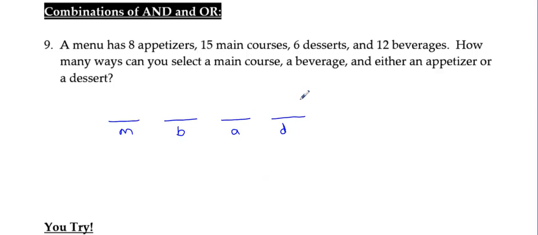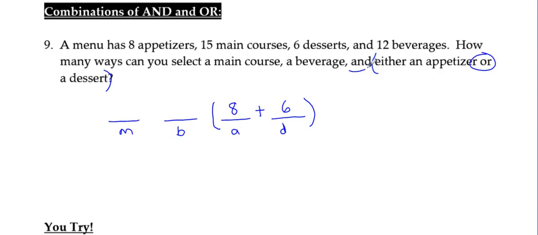So you have to decide where's your ands and where's your ors. Well, here you're going to have either an appetizer or a dessert. So your appetizer or a dessert. So there's going to be a plus in between an appetizer and a dessert. There are 6 desserts and 8 appetizers.